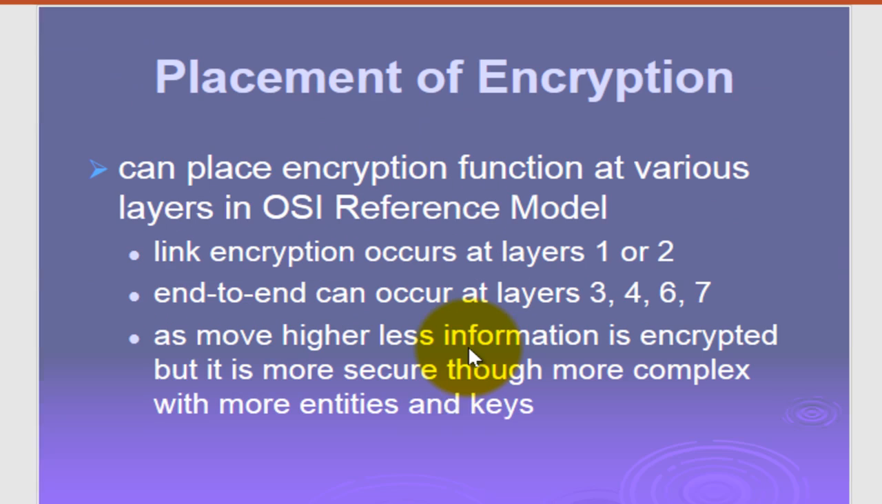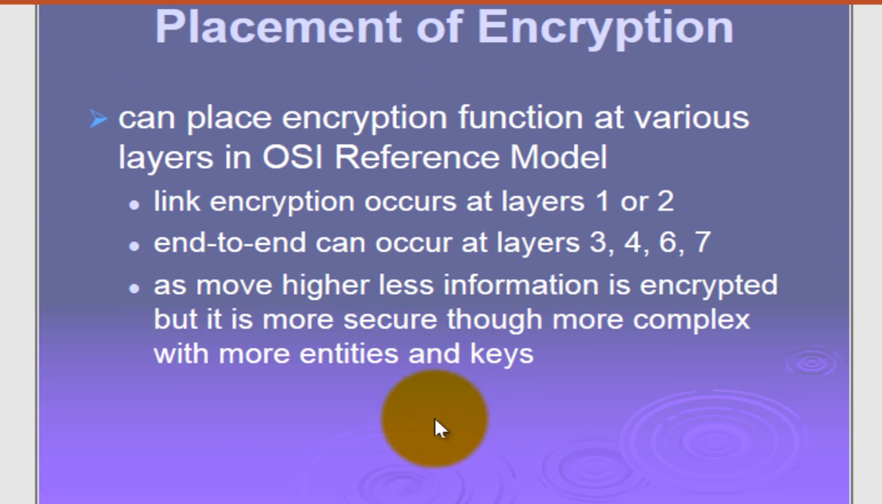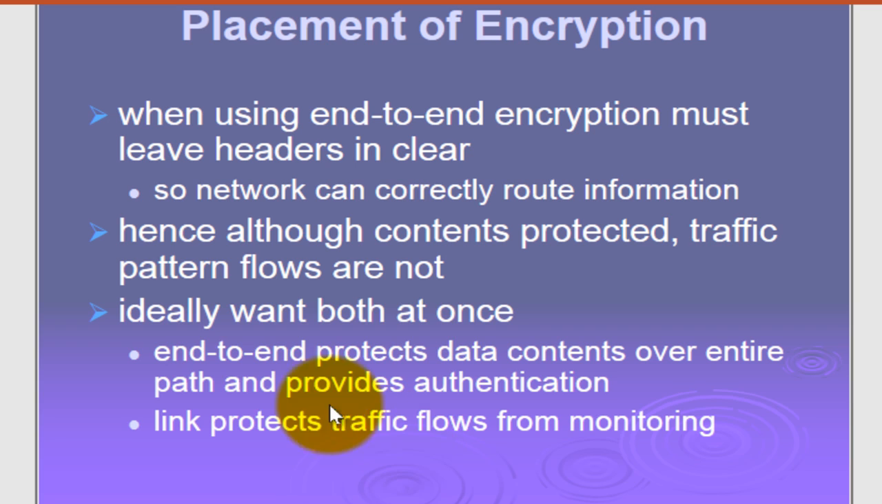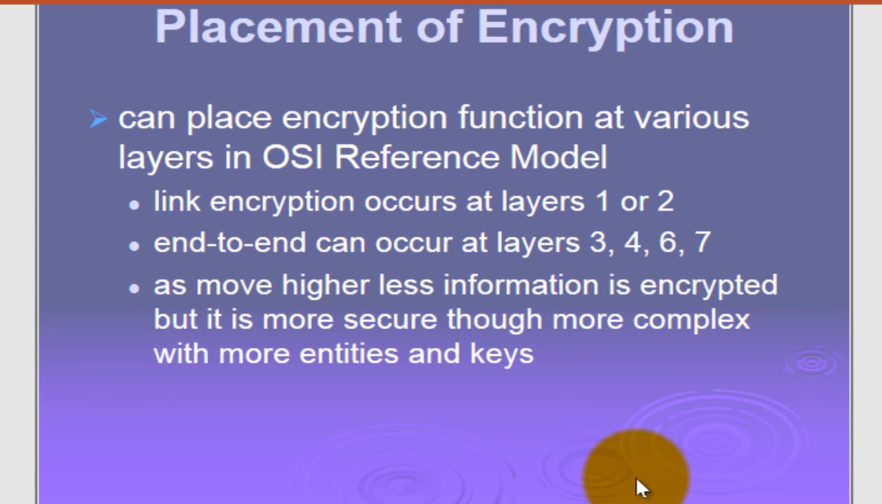So ideally what you have to do is, end-to-end protects data contents over the entire path and provides authentication. But link encryption protects traffic flow from monitoring. Okay, this is what is happening.